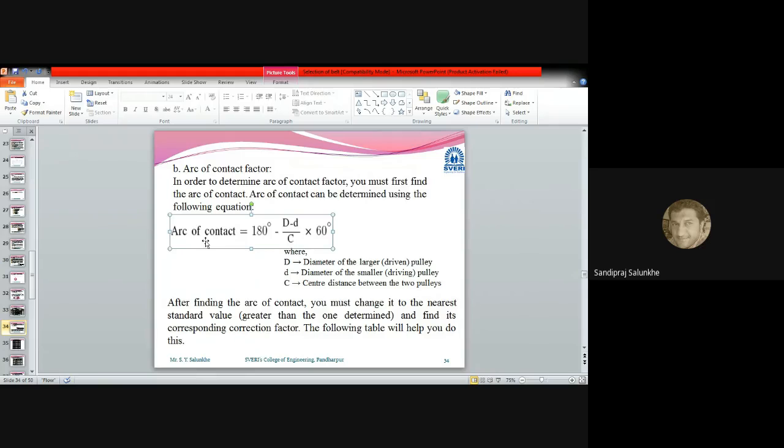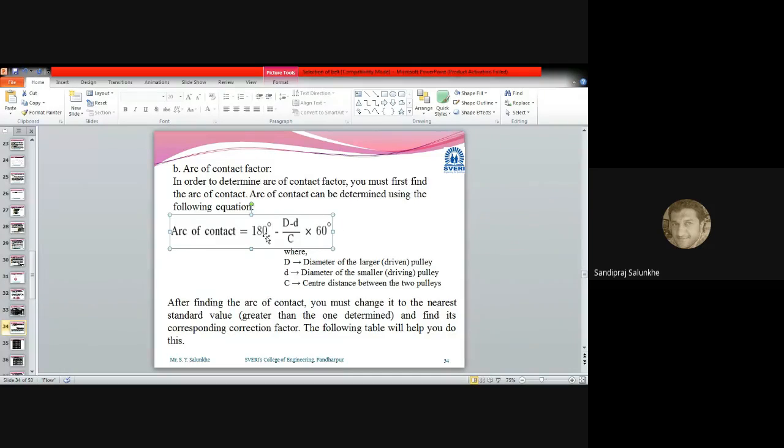First of all, we are going to calculate this arc of contact, which is equal to 180 degree minus (capital D minus small d) divided by C, where C is the center distance between the two pulleys that we know. Sometimes first we have to calculate it and later we can use it. Or in the problem statement, the approximate center distance between the two pulleys or two shafts is given. From that we can select this center distance and multiply by 60 degree. This 60 degree is the standard value which is selected.